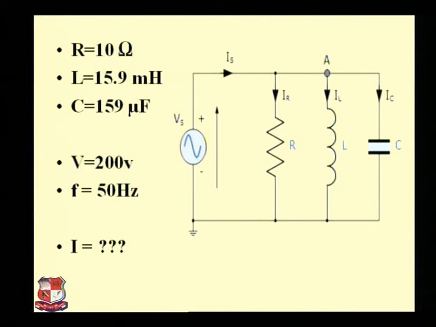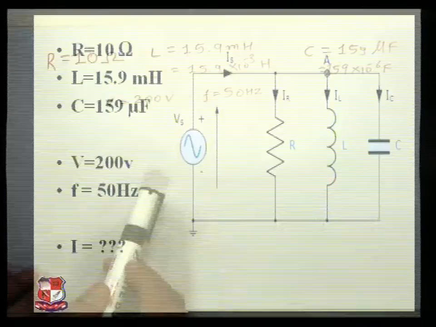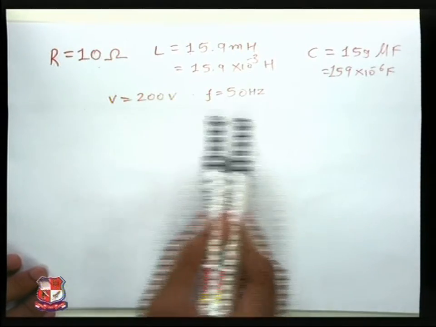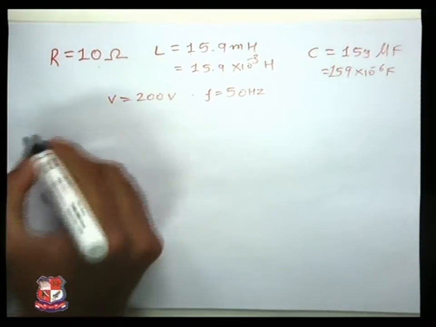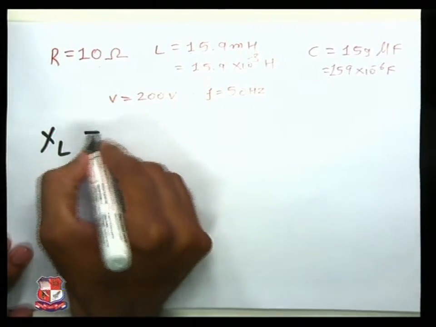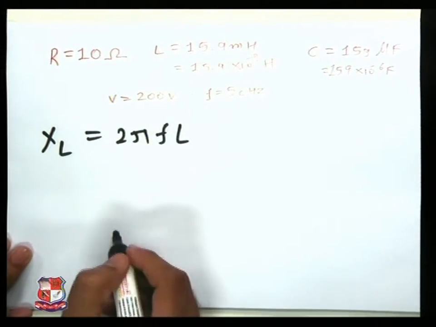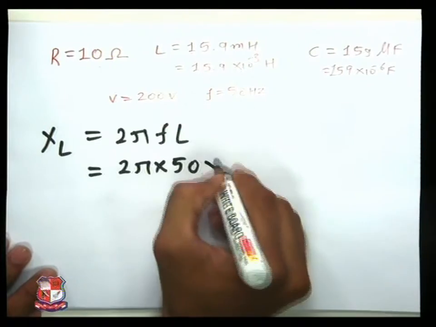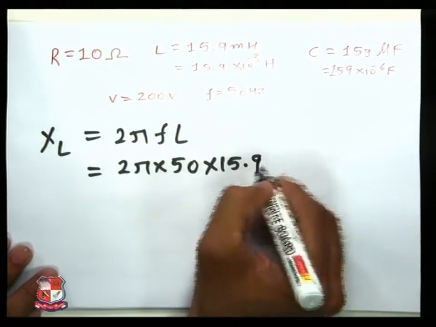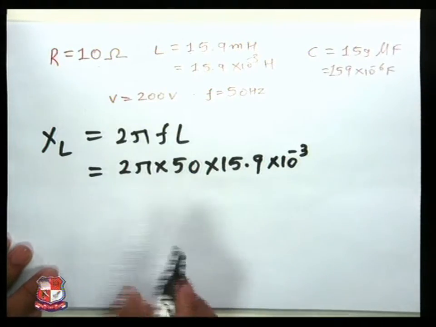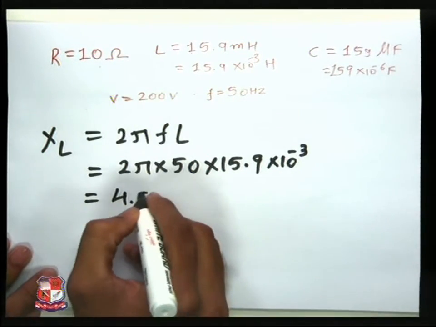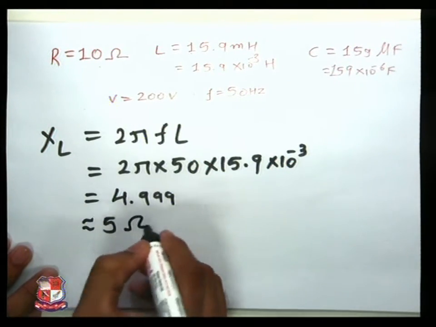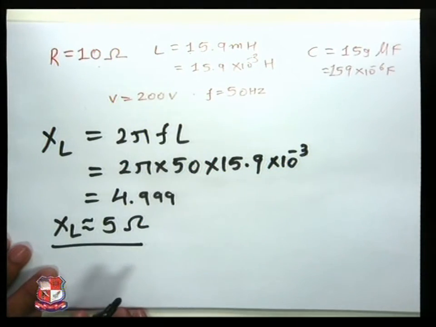So now let's go for the derivation. Let's see in the OHP, R, L and C are given, V and F are given. First we have to find the inductive reactance XL equal to 2 pi FL. So 2 pi, frequency is 50, inductance is 15.9 into 10 raised to minus 3. The calculation gives 4.999, which is nearly 5 ohm. So inductive reactance is nearly 5 ohm.